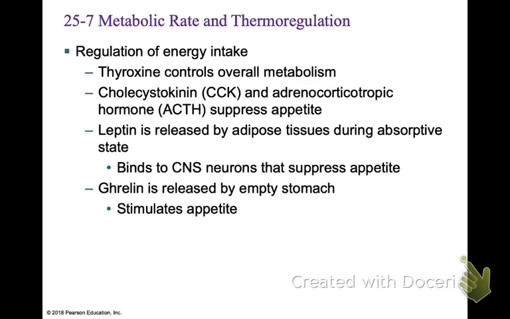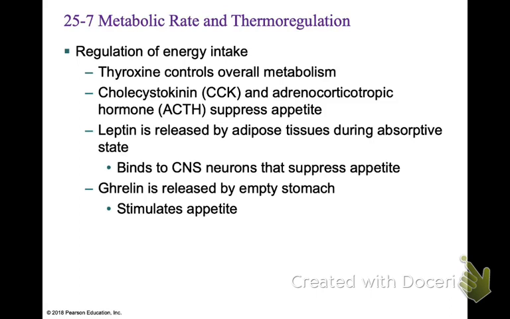Okay, so never mind measuring it, how do you regulate it? So the most important hormone in regulating metabolic rate is thyroxine. You remember this is the thyroid hormone, T3, T4. CCK and ACTH, these are hormones that suppress appetite.